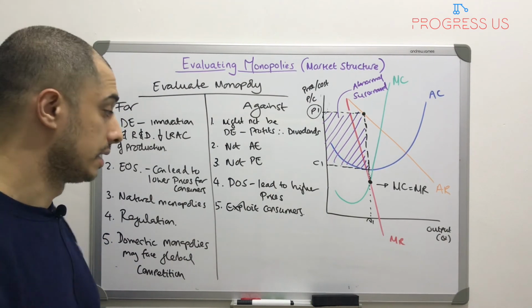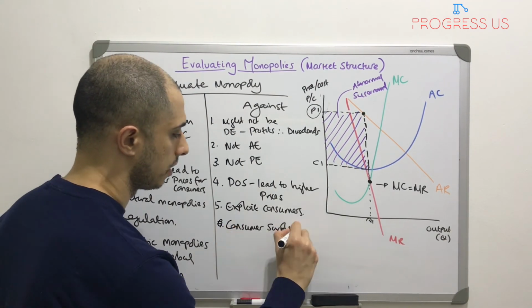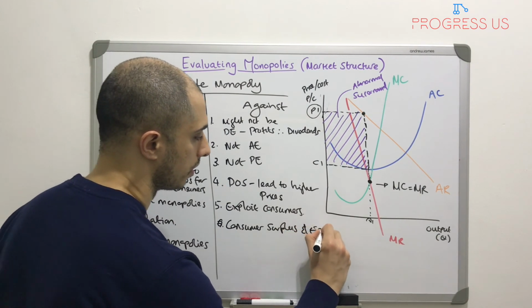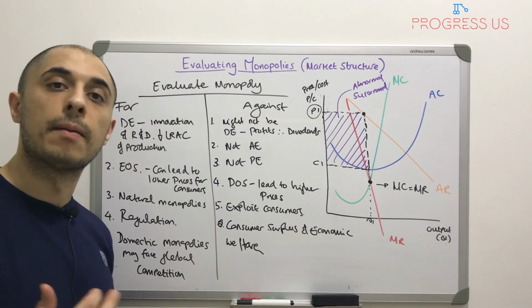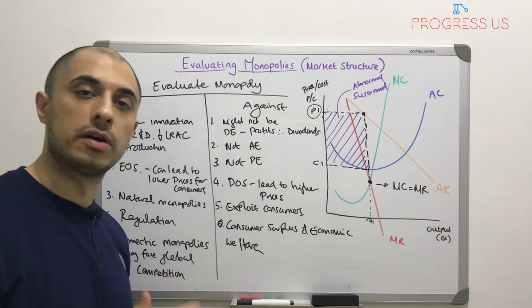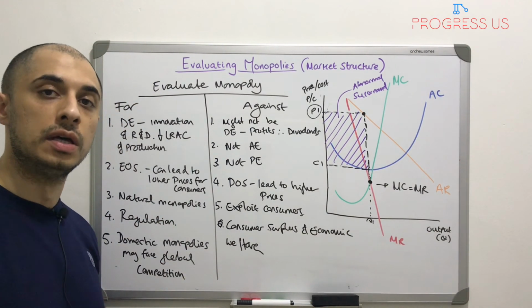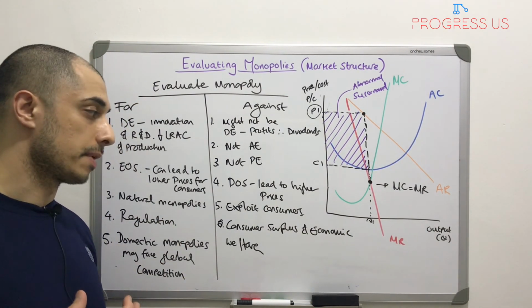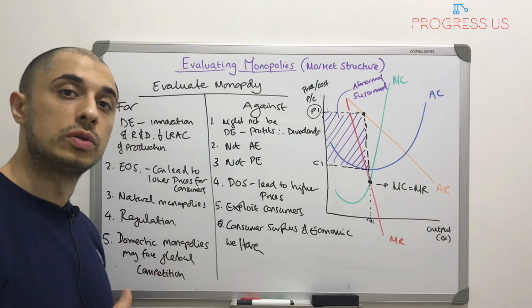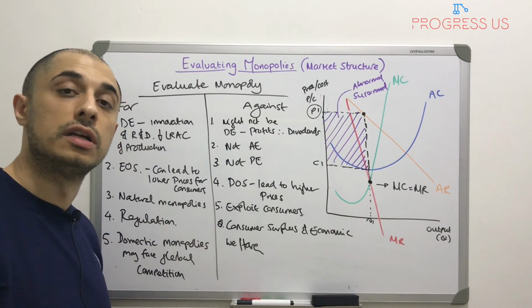And the next point is that it can reduce the consumer surplus and economic welfare. The monopoly realizes that there are some people who are willing to pay over and beyond the market price, or the price that's reasonable, and therefore they are price discriminating in order to collect some of that consumer surplus and turn it into monopoly profits.